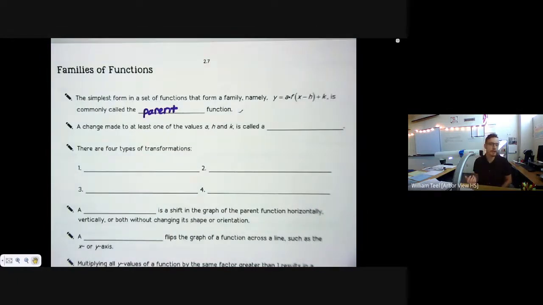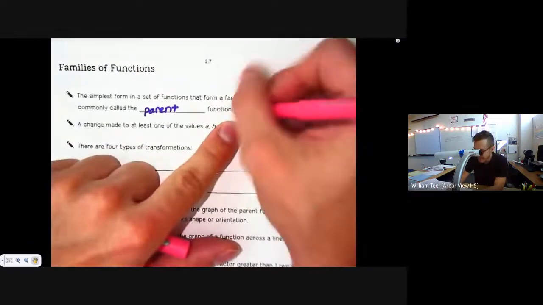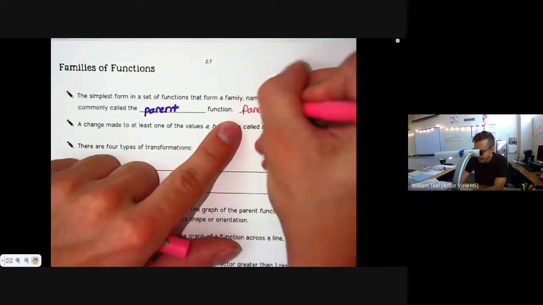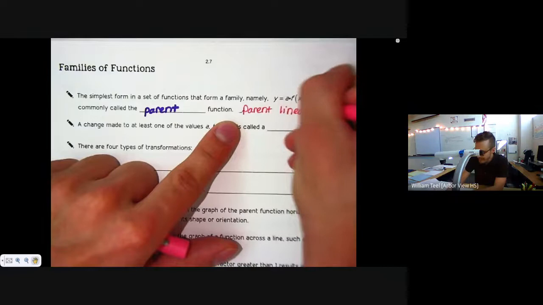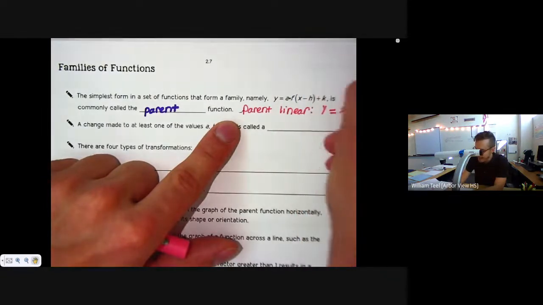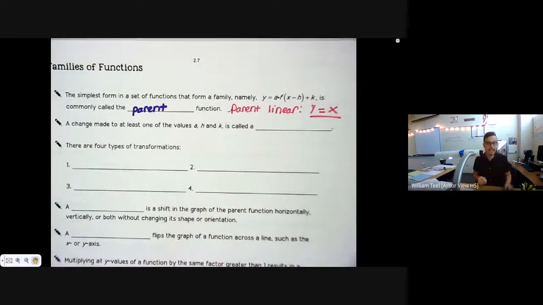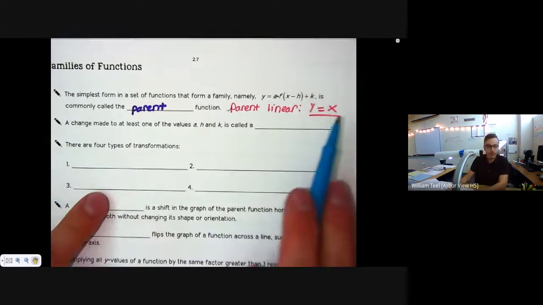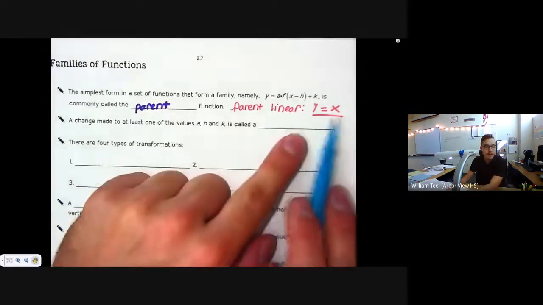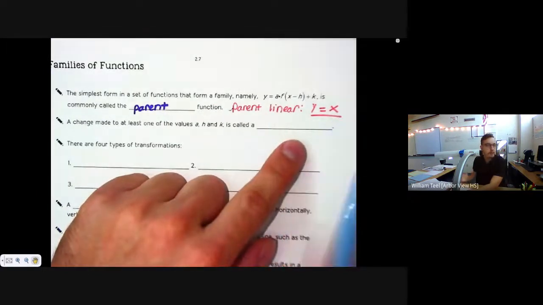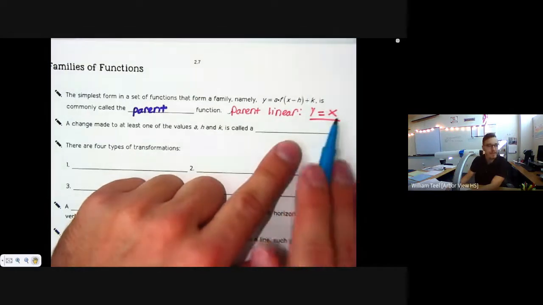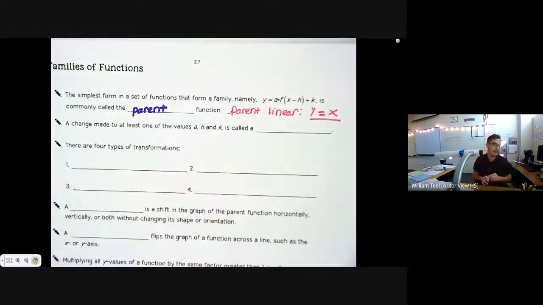Now, if we're looking at the parent function of, for example, a linear function, the parent function of a linear function is going to be the simplest form of a linear function. So I'm going to say parent linear is y equals x. If you think about straight lines, that is the easiest equation we can think of when it comes to linear functions, right? There are no transformations done to it, no different slopes, no different y-intercepts or anything. This is the simplest form of the function, so we call it the parent function.